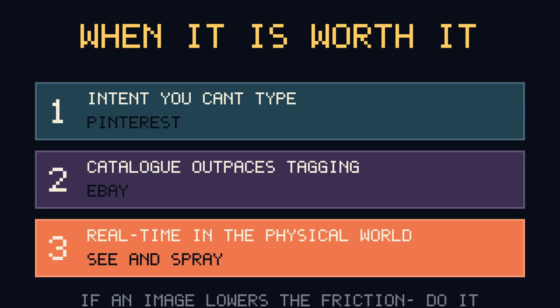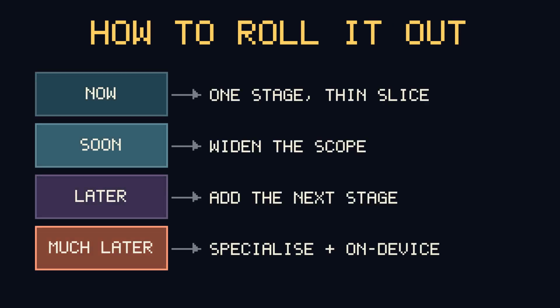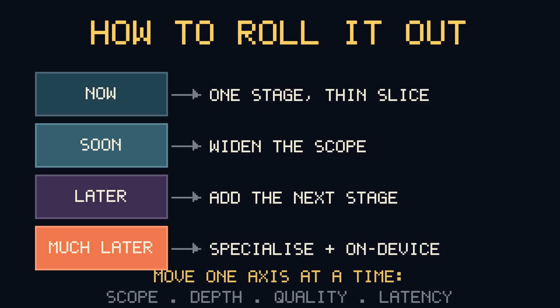And the rule is to move one at a time. So the axes are scope, depth, quality, and latency. For scope, one category or a slice of the catalog, and then eventually all of it. For depth, one pipeline stage. For quality, off-the-shelf pre-trained models are your best way to go. For latency, batch is usually the right answer.